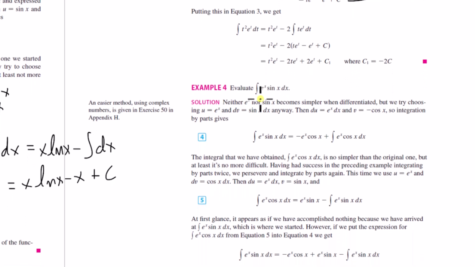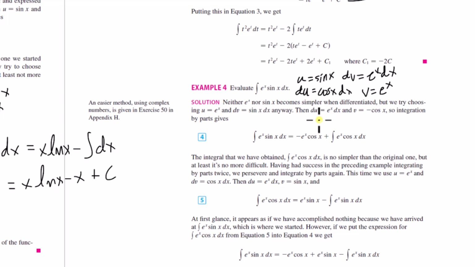Here, when we compare e to the x and sine of x, they're both simple to work with in differentiation or integration. So I guess the derivative of sine of x doesn't have a negative sign. Like the integral of sine of x would be minus cosine of x. So let's just say that u is equal to sine of x and dv is equal to e to the x dx. So du is equal to cosine x dx, and v is equal to e to the x.